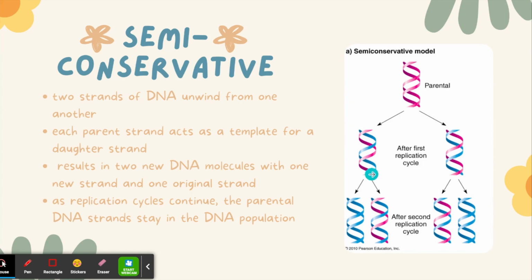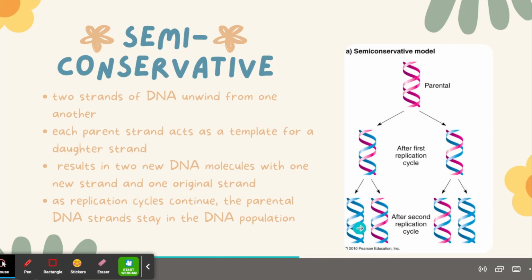In the next generation, we see that as this replication cycle continues, the parental DNA still stays in the DNA population, but we see a greater dominance of this newer strand.